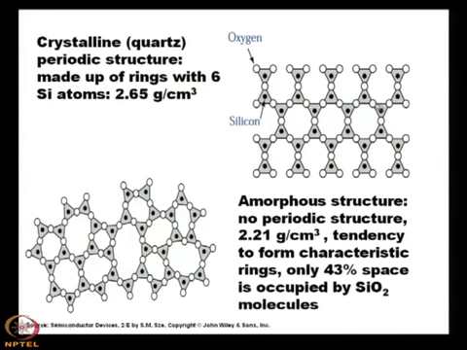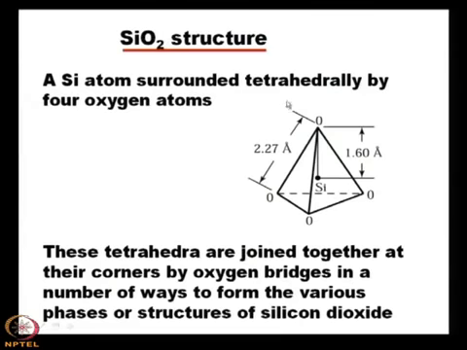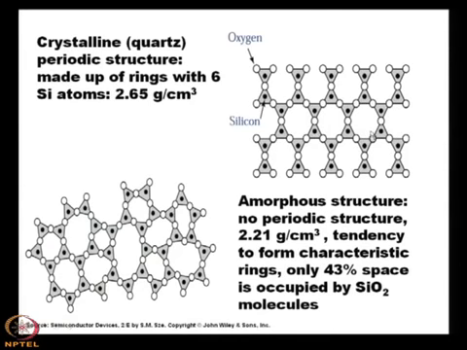Since it is a periodic structure, we can say that it is crystalline in nature, and if these tetrahedra are joined together at their corners by oxygen bridges in this manner, then we can say that it is a quartz structure. This silica structure is a quartz structure.